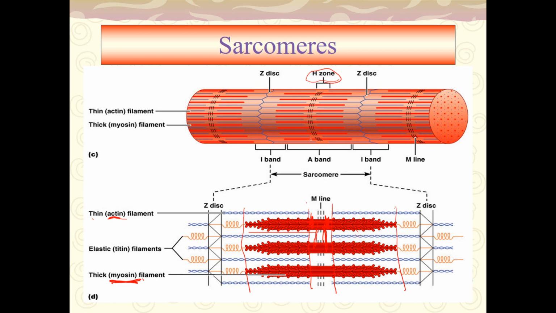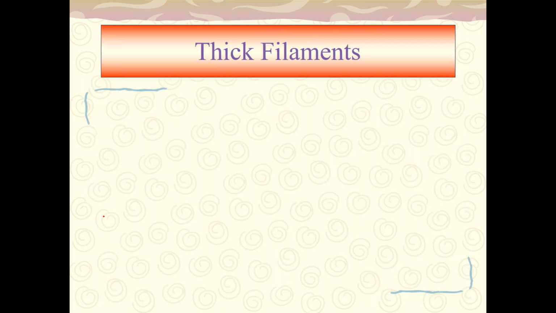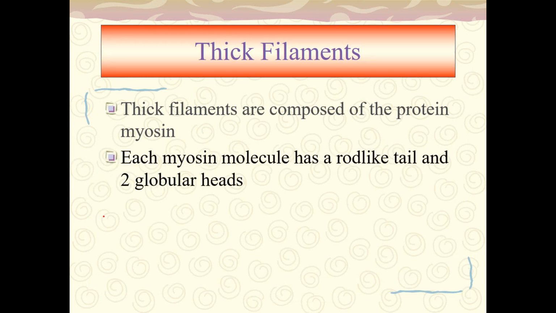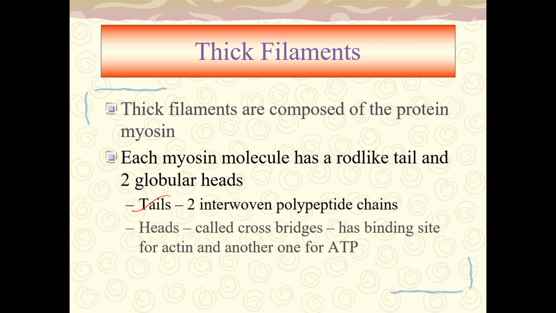So now we are going to take a closer look at myosin and actin. These thick filaments are made up of myosin. Each myosin has a rod-like tail and two globular heads. I'm not too concerned about that. The big thing here is that the myosin heads are called cross bridges, and each has two binding sites, one for actin and one for ATP. That's really the take-home message.